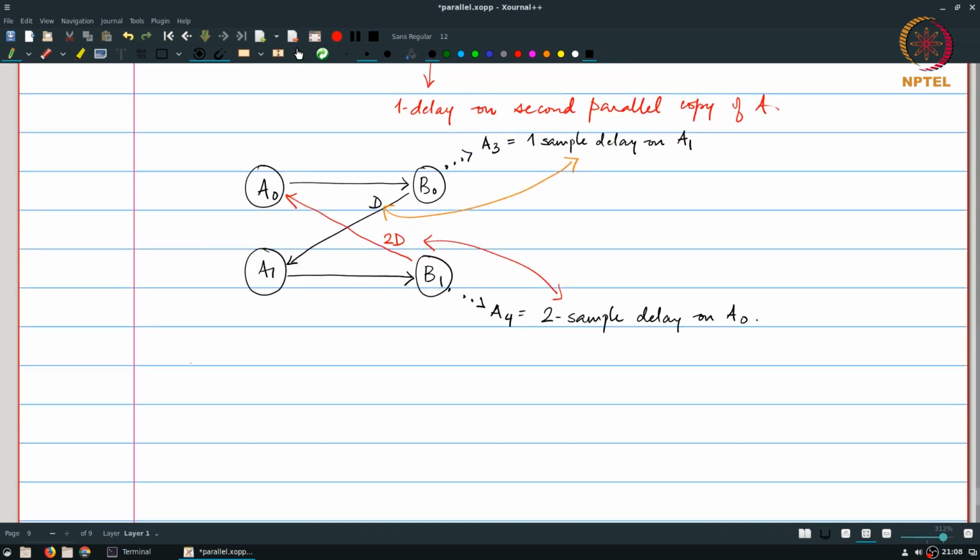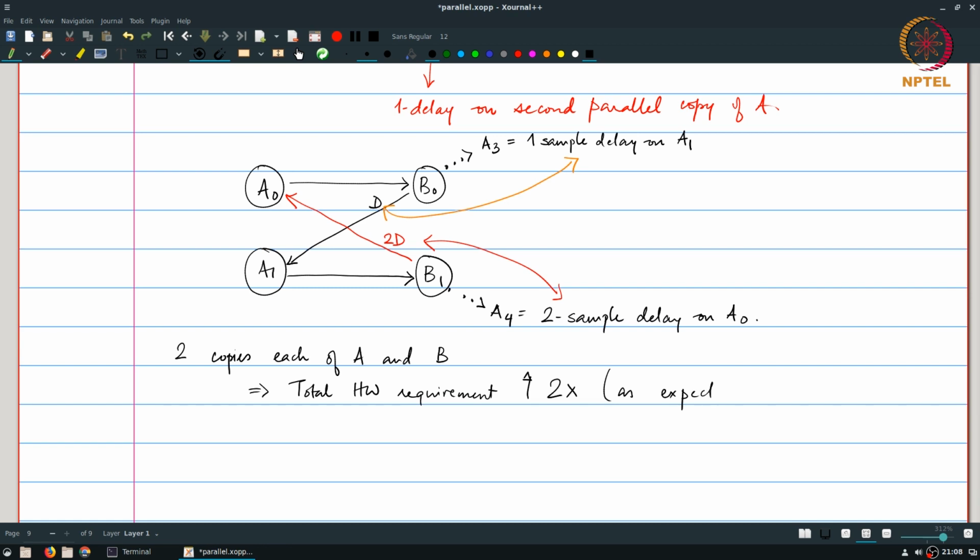We have two copies each of A and B, which implies that the total hardware requirement has essentially gone up by a factor of 2, which is pretty much as expected, because that's what we expect happens when we try to implement in parallel. We are willing to pay the price of extra hardware in order to get better performance.